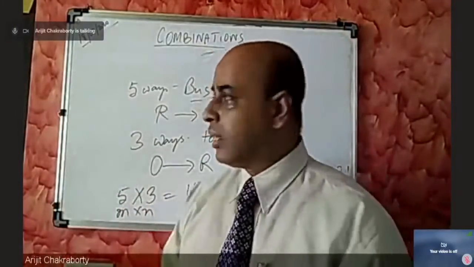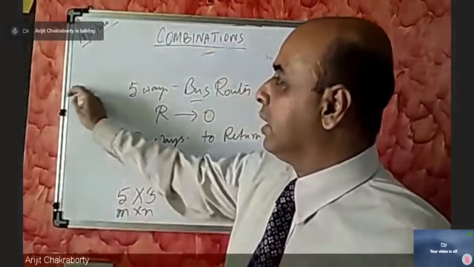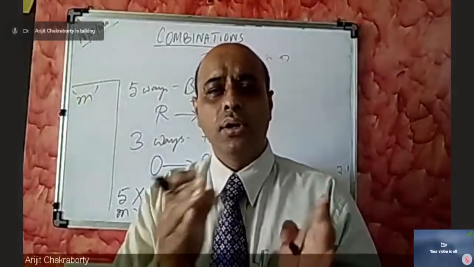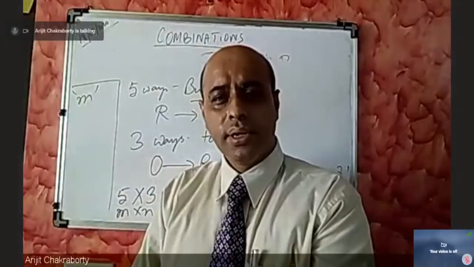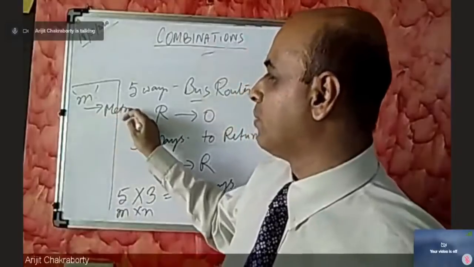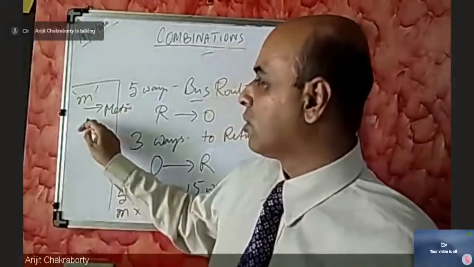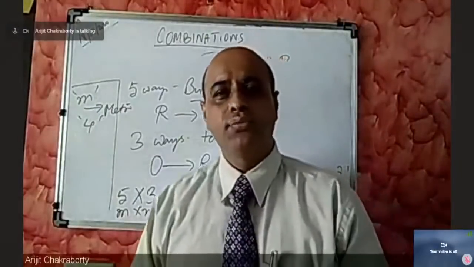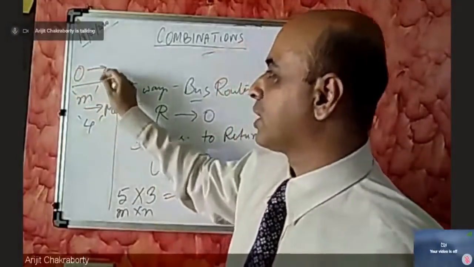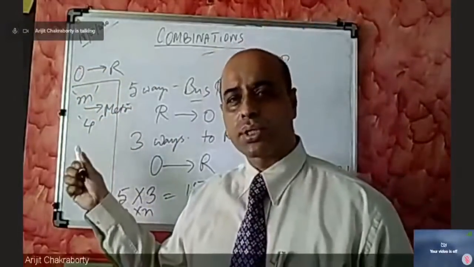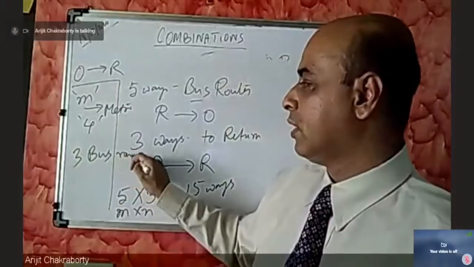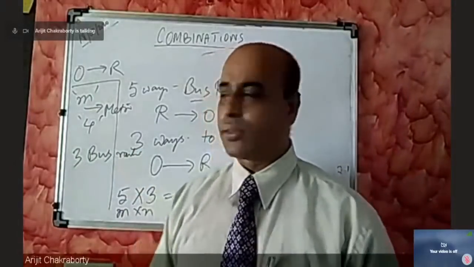Coming to the addition rule, it is the same thing but a little different. Say you have m ways of going from your office to your residence, say by metro, m for metro. You have 5 metro routes, or let's take 4 metro routes, to go from your office to your residence. So from office to residence, I have 4 metro routes, and I have 3 bus routes. All are different. The metro routes are different and the bus routes are different.